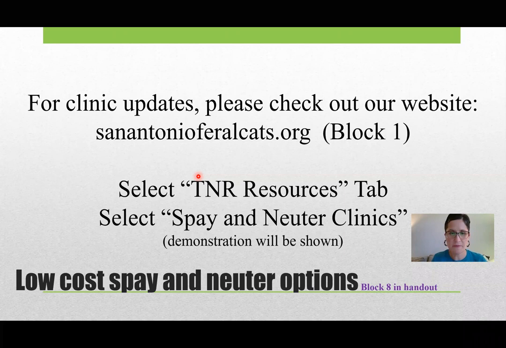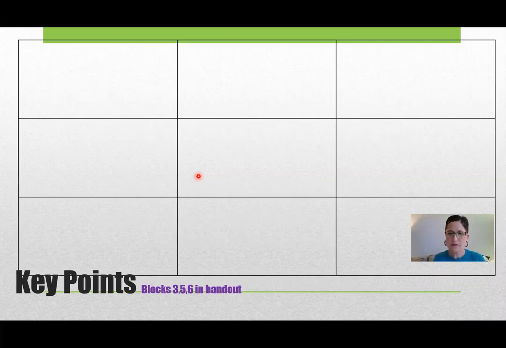To the presentation. All right, so now I'm going to give you some key points when it comes to trapping. Now you know what TNR is. You know how TNR works. You know that you're going to need a trap. You know how to get a trap. You know what clinic to use. So the next step is, how do I trap a cat?